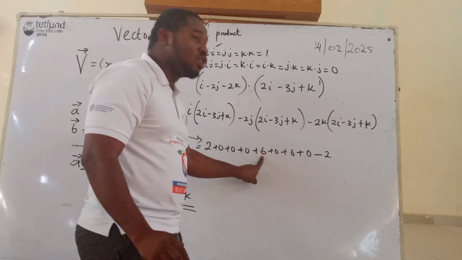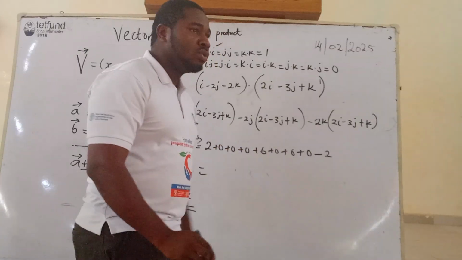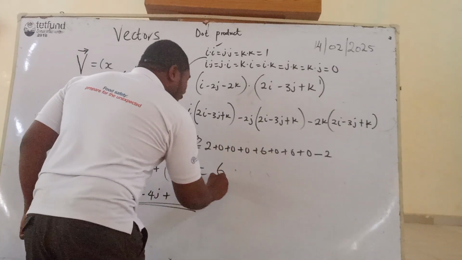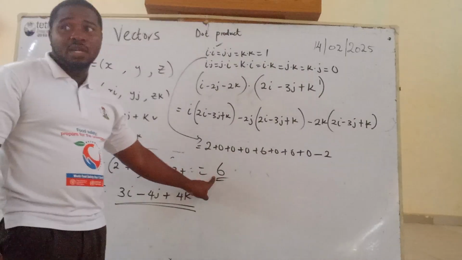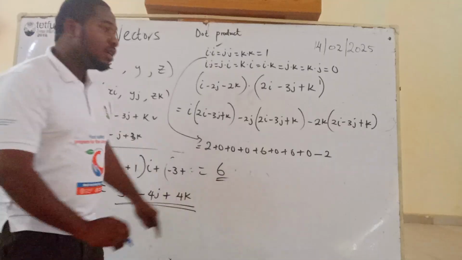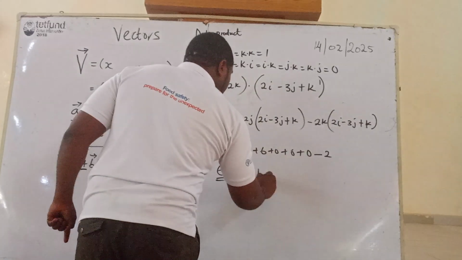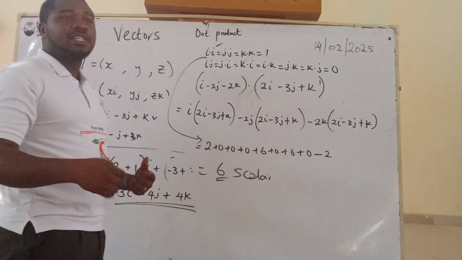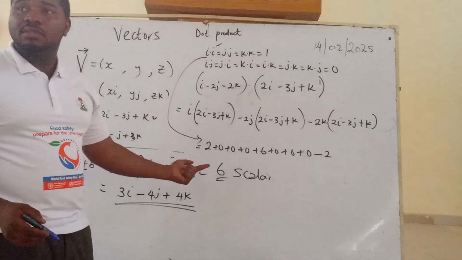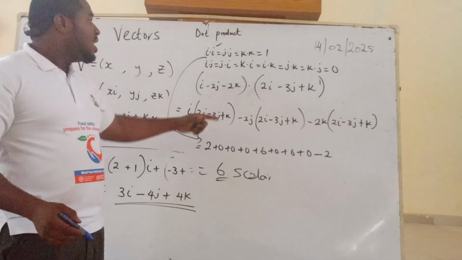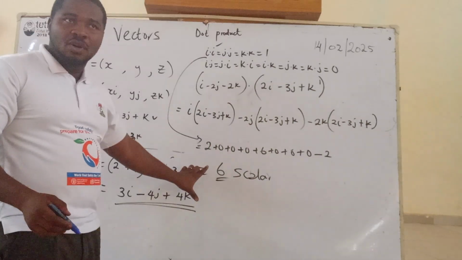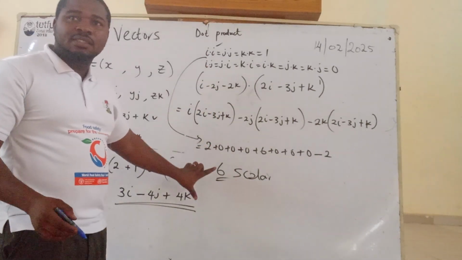So when you take the dot product, you now add them together. 2 plus 6 is 8, minus 2 is 6. So the dot product of any two vectors is going to be a scalar. If you call it scalar, it is a scalar quantity. Do you understand? Is there any problem?